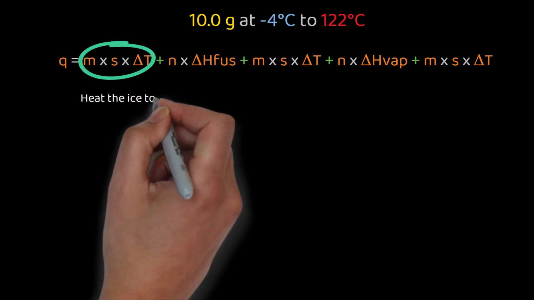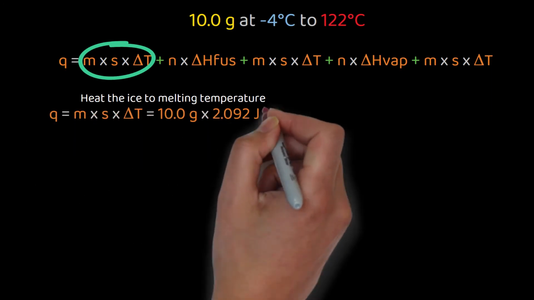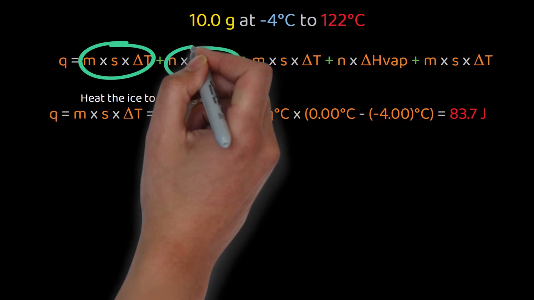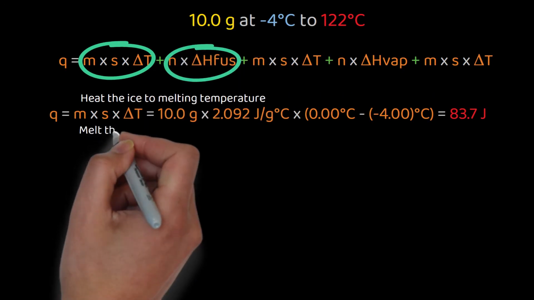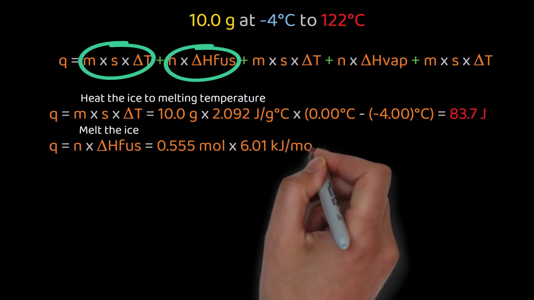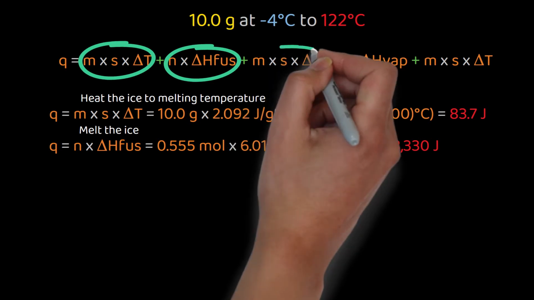We need to use the specific heat appropriate for the phase of matter. So for a solid here, we get 83.7 joules of heat to get to melting temperature. Then, we can calculate the amount of heat needed to melt the solid into a liquid. We do this with the moles of H2O and the heat of fusion, for water, which is 6.01 kilojoules per mole. We get 3,330 joules.